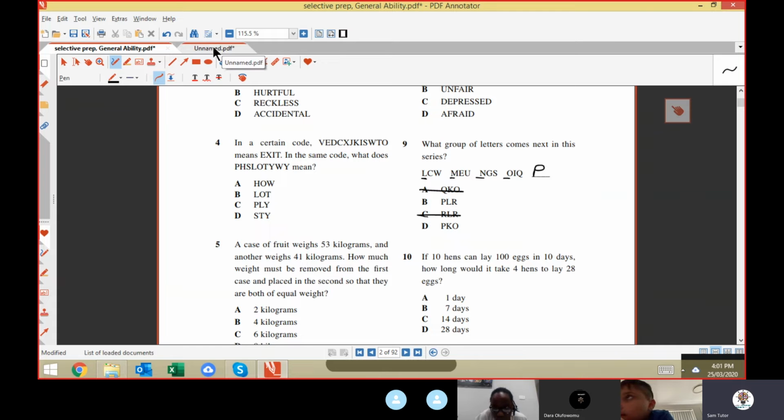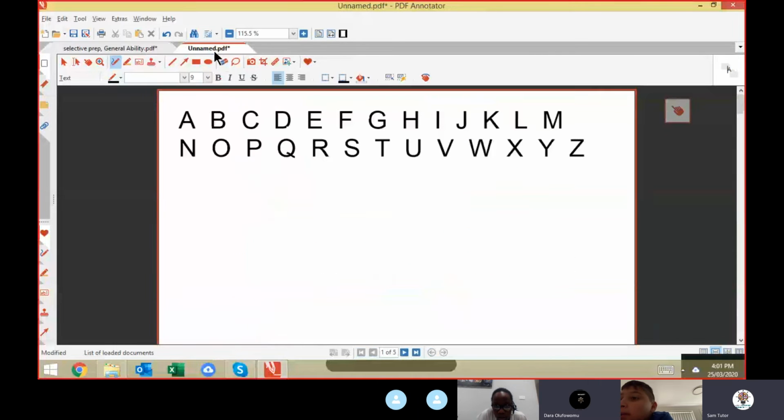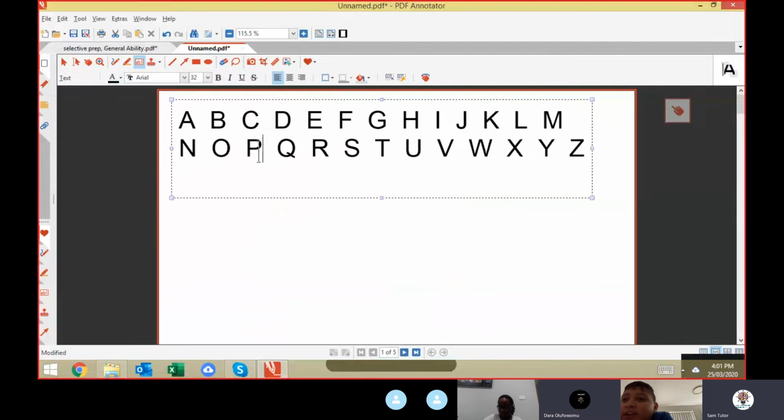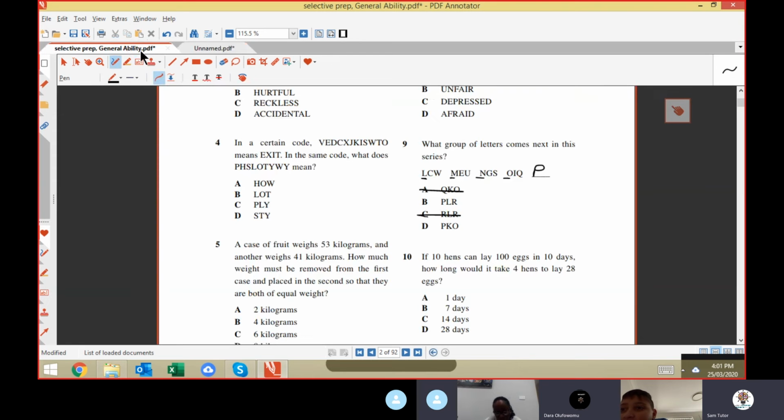Well, we'll go to our alphabet. C, E, G, I, the next one would be K. So it's skipping one, E, skipping one, G, skipping one, I, K. Oh, okay, I understand. Does that make sense? Yeah.